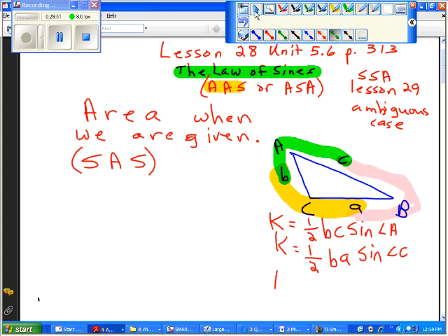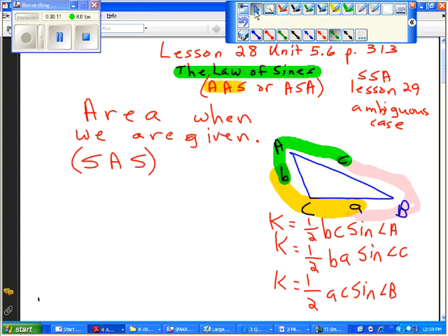Okay? The area is equal to 1/2 the product of my sides, look at the pink, AC, times the sine of my angle, look at the pink, angle B. Side angle side, 1/2 the product of the side sine of the angle. Okay?